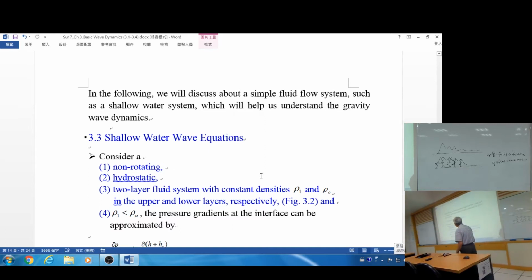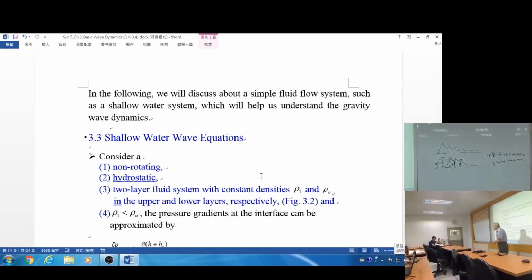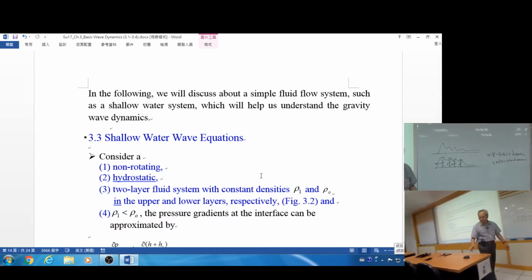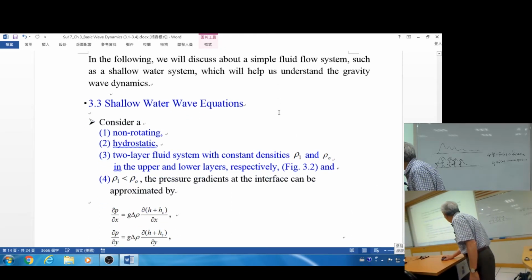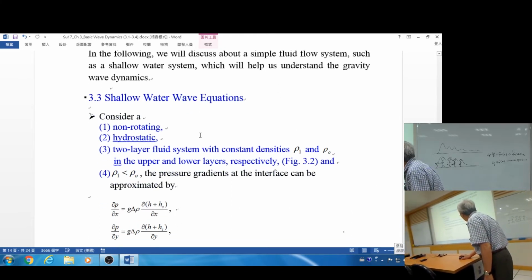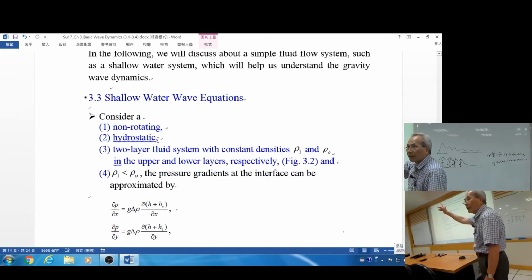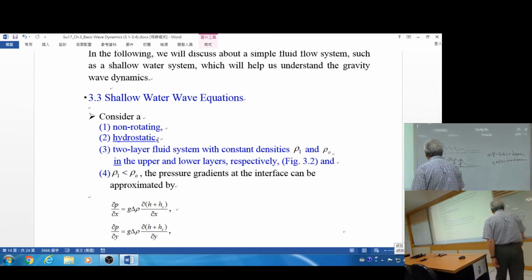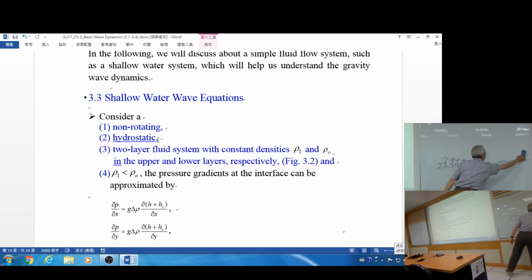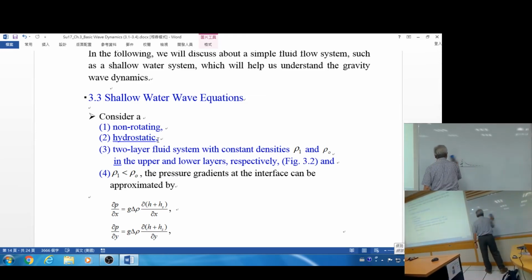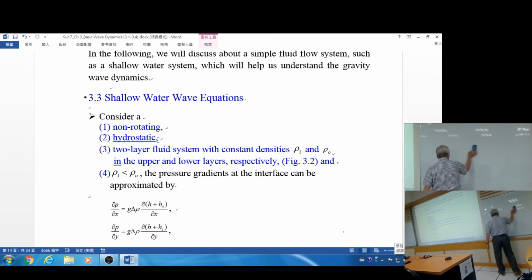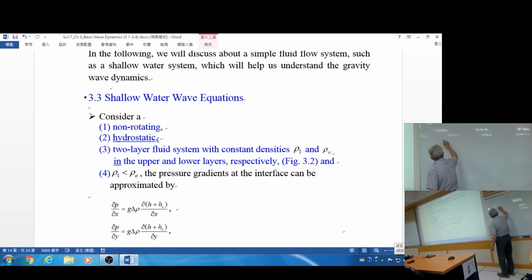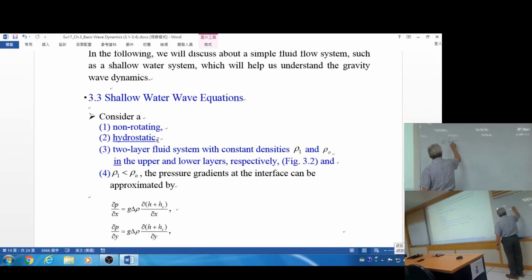Okay, now shallow water wave equations. Okay, so we consider non-rotating. That means what? f equals 0. Non-rotating, no Earth rotation. So f equals 0.